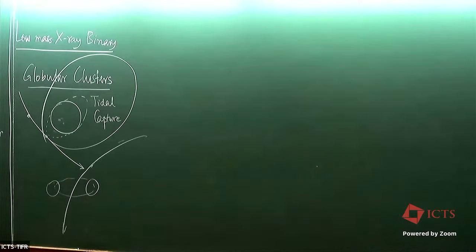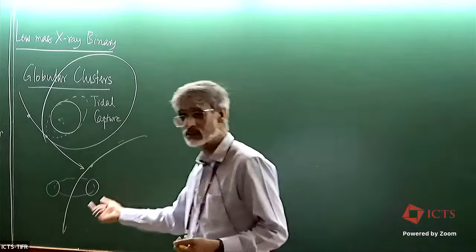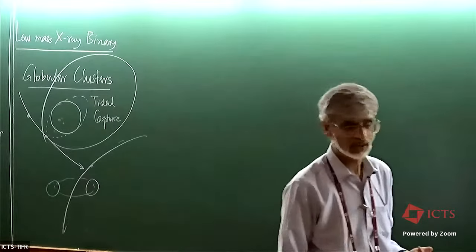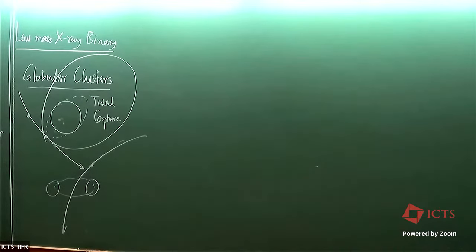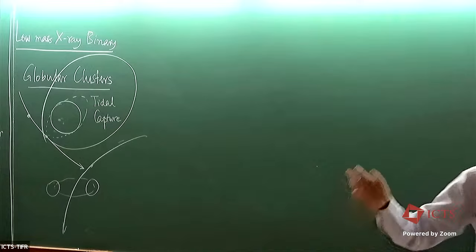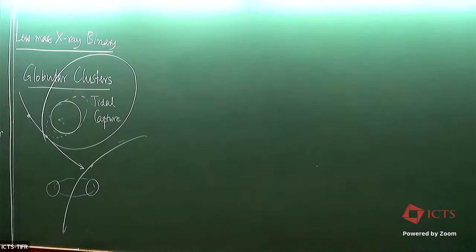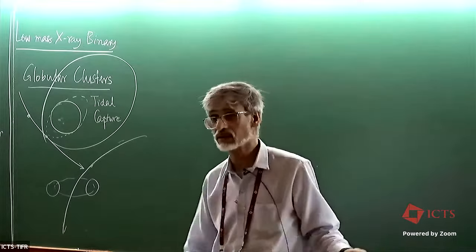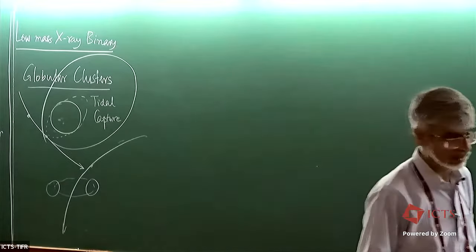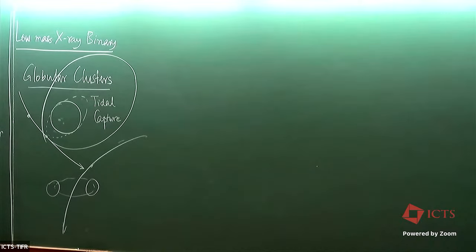And the tighter the binary is, the bigger the kick is going to be. Eventually, the kick may be large enough for this binary to get ejected from the globular cluster altogether. These binaries will then be floating around in space. They can be found elsewhere in the galaxy, and you would not know that the system was actually formed in a globular cluster, but it is now found in the galaxy because it's been expelled.